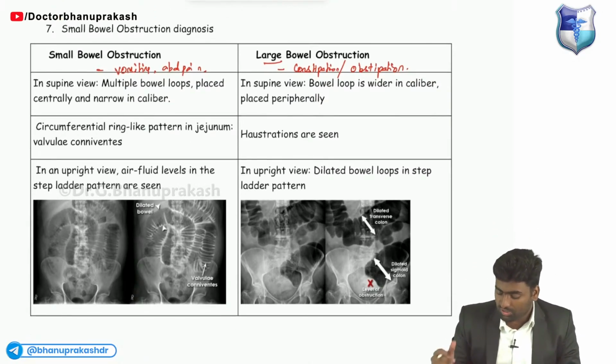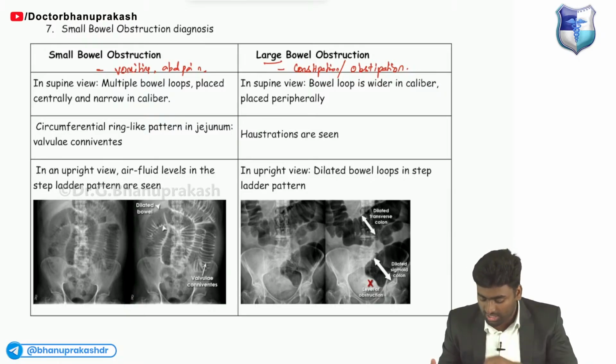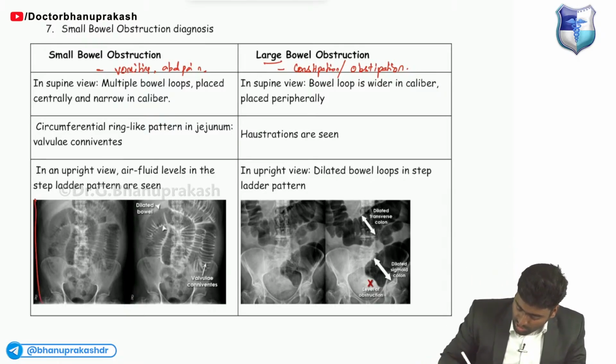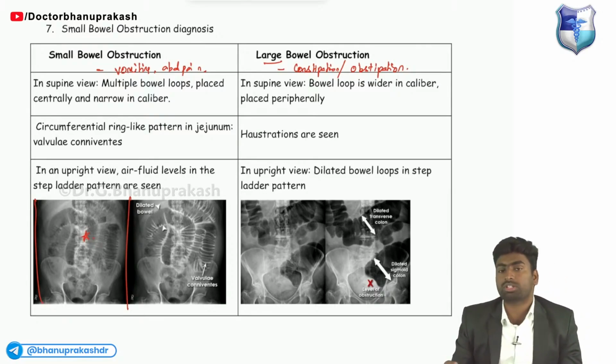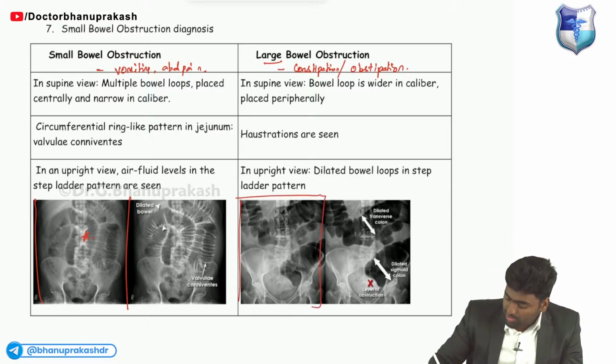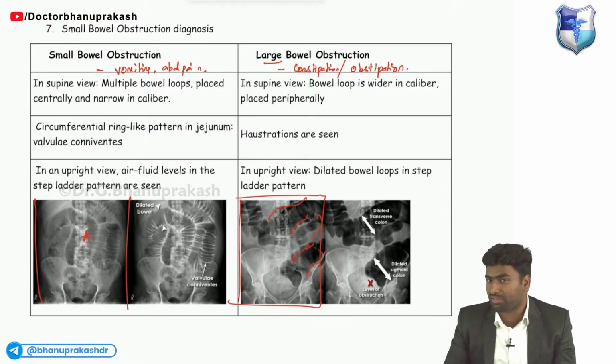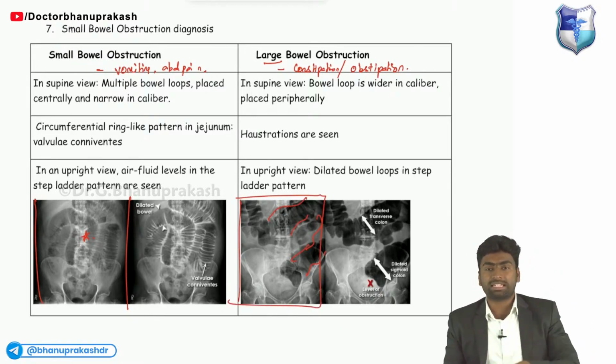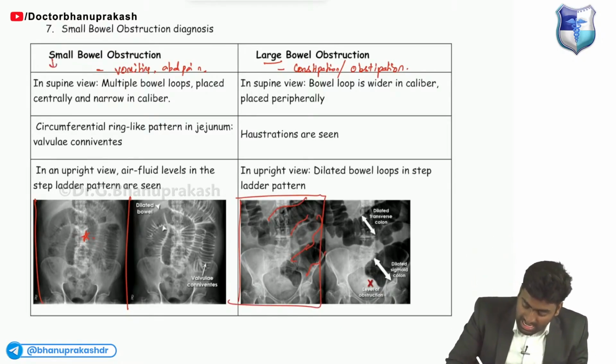Then we need to diagnose whether this is small bowel or large bowel. In a case of small bowel obstruction, the loops will mostly be placed centrally. Whereas in large bowel obstruction, the bowel loops mostly lie in the peripheral part. So in a case of small bowel, it will be central. Remember, S for central.